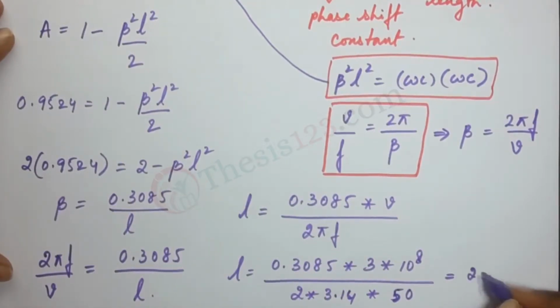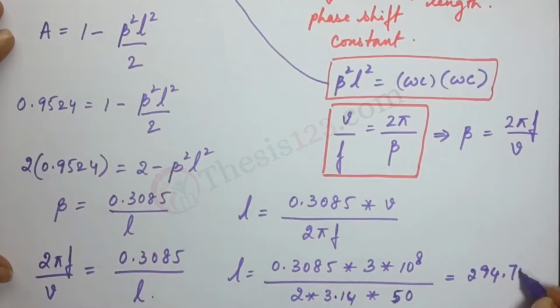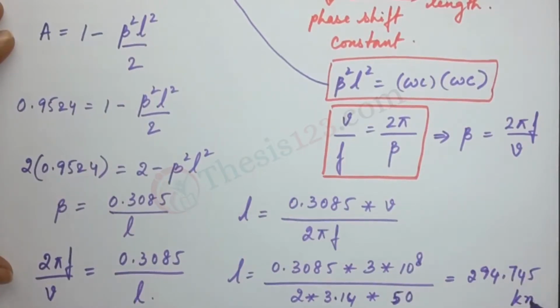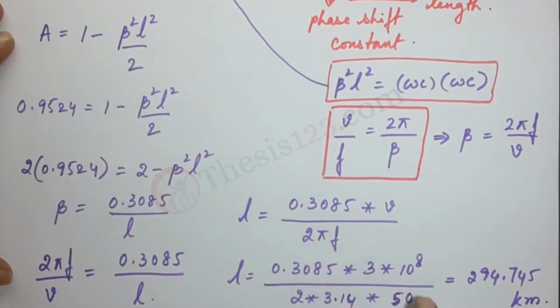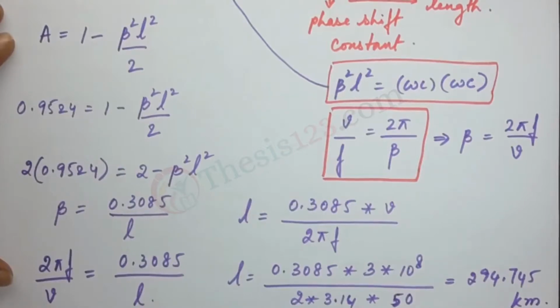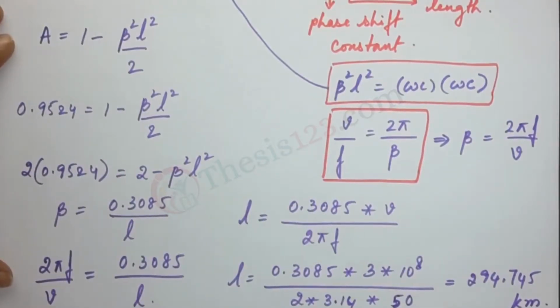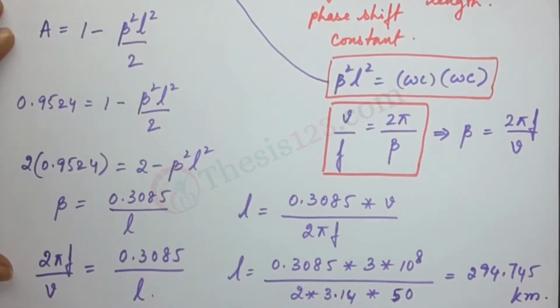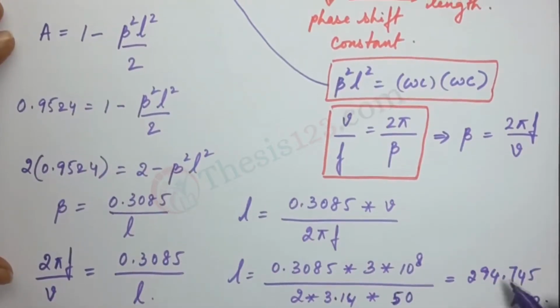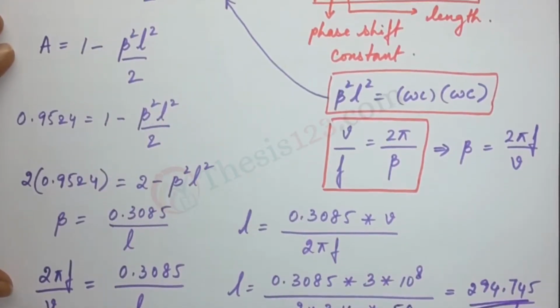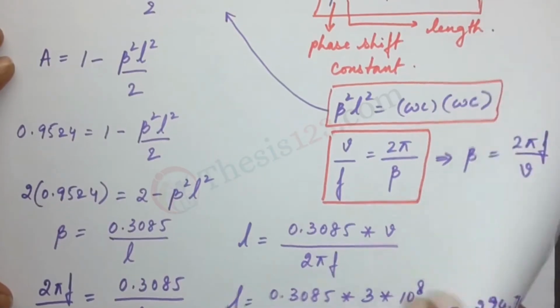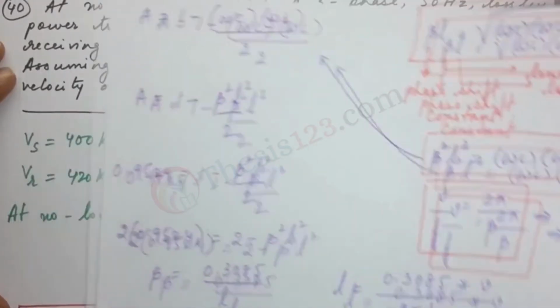Solving this, we get 294.745 kilometers. Now once you solve this, you will get it in terms of meters. Please remember, 294.745 meters. You convert that into kilometers because the question asks for kilometers. So here this is our final answer.